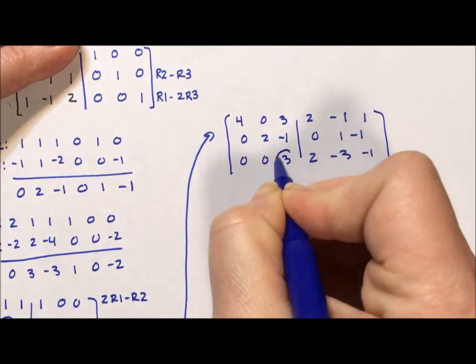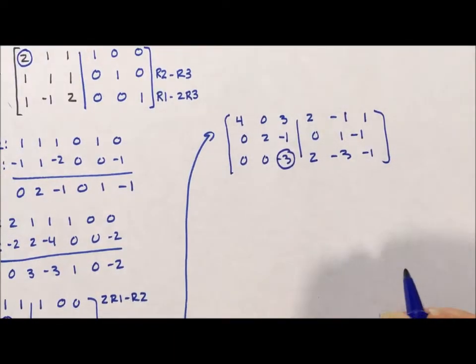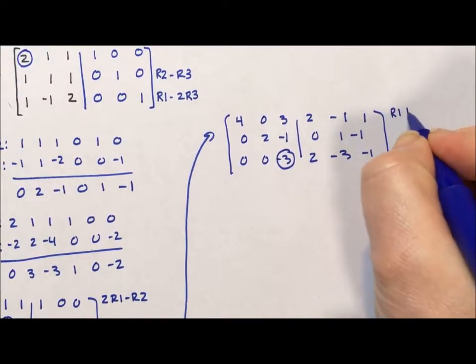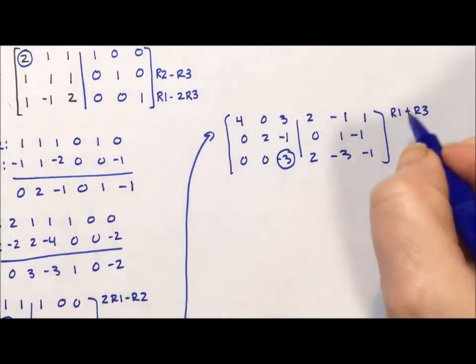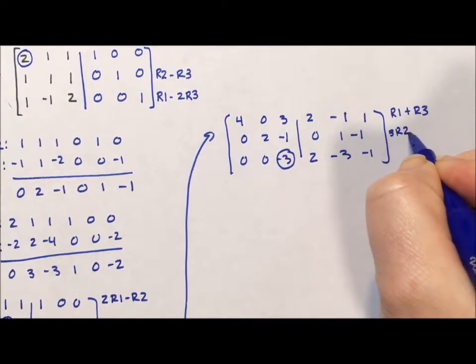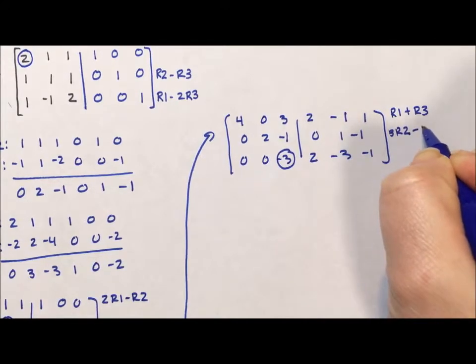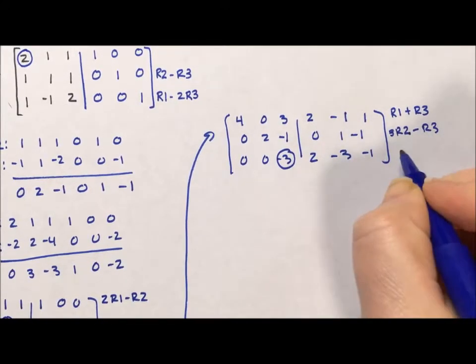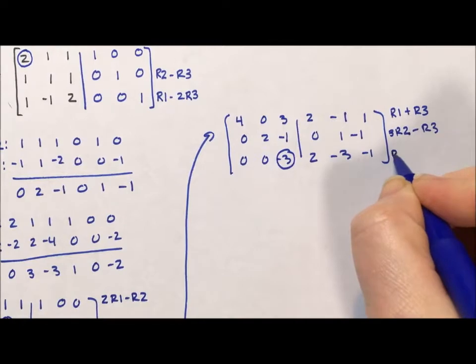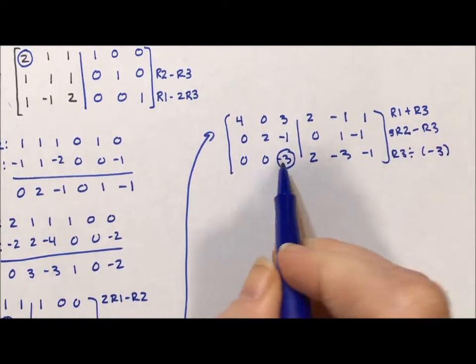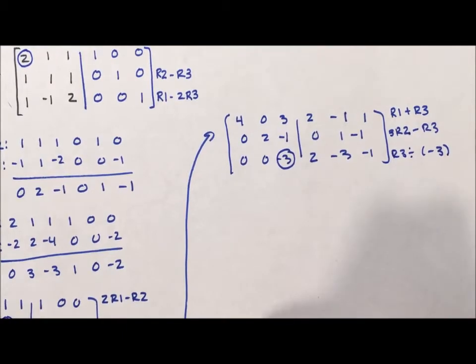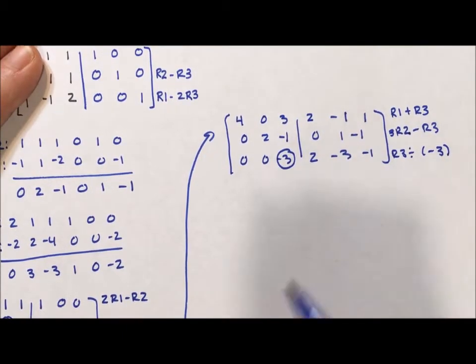Now I pivot on this negative 3. This should be my last step. Row 1 plus row 3 will work there. To get rid of this, I'm going to say 3 times row 2 minus row 3. And for row 3, I'm actually going to take row 3 and divide it by -3 so that my -3 becomes a 1. This is this last step where I get my fractions and I can get to my identity matrix.